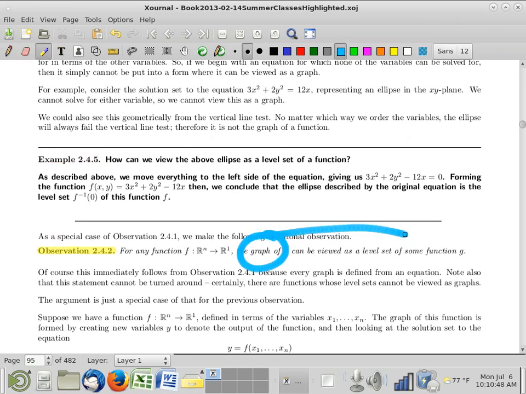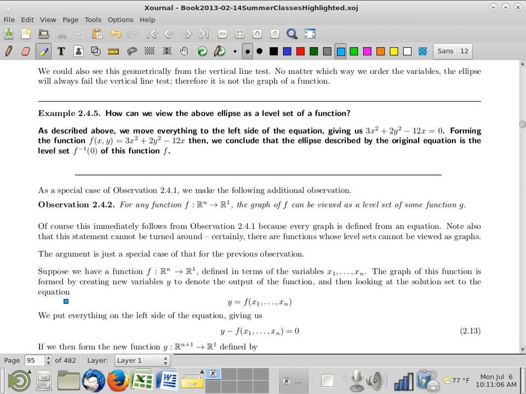All graphs can be viewed as level sets. This is really just a special case of our previous observation. Every graph in particular is described with an equation, and then all equations can be viewed as level sets. So here's how the algebra of this observation works out. This is important algebra to make sure you're comfortable with.